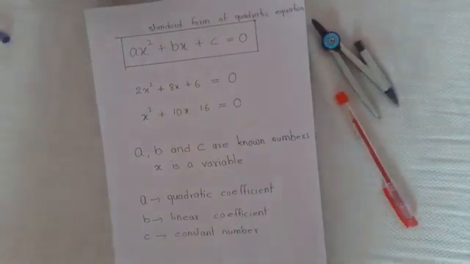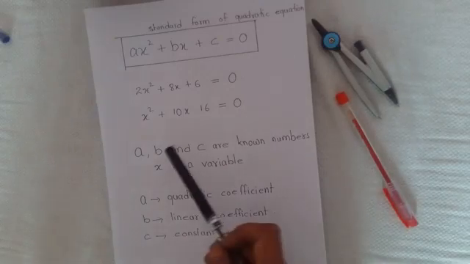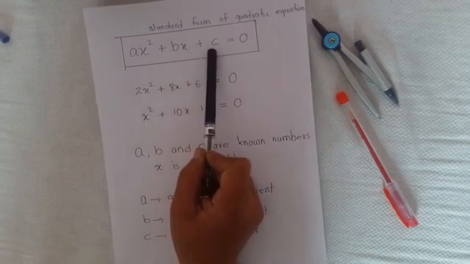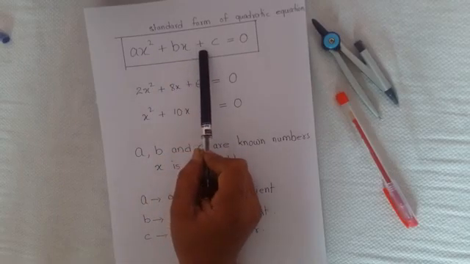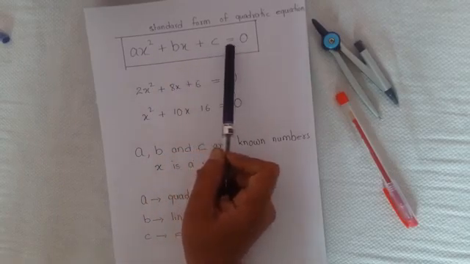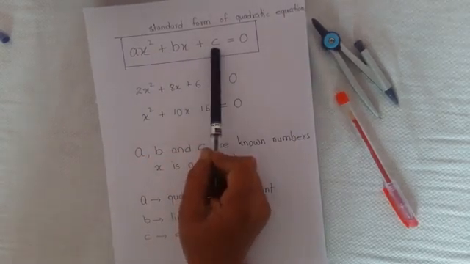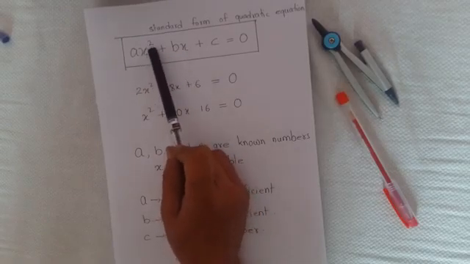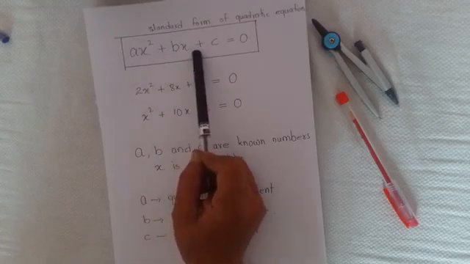Okay, as you can see, the standard form of a quadratic equation can be written in the form of ax square plus bx plus c. This form of equation is called the standard form of a quadratic equation. Here a, b and c are numbers that are known to us, where x is called the variable and the highest power of x is 2. And this equation is taken as the standard form of a quadratic equation.